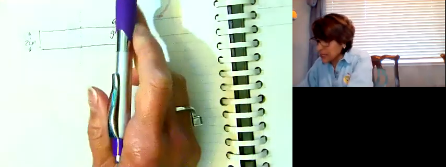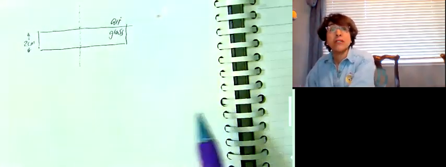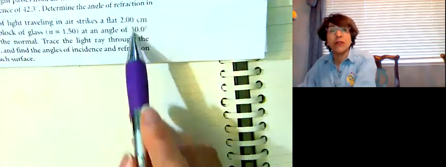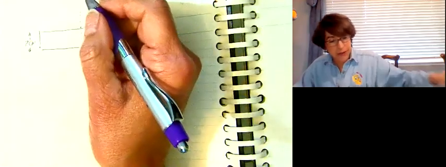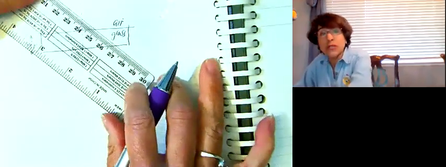Okay, so let's see. The first angle it says is 30 degrees. So I'm going to draw a 30 degree angle. Let's see if I can use my straight edge here. 30 degrees. Remember, there's 30, 60, 90. So it's about, not to scale here, I don't have the room for this.